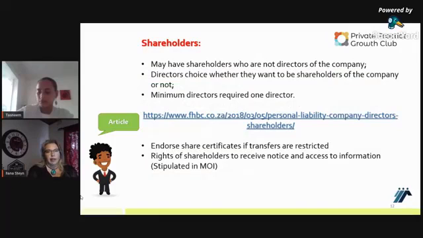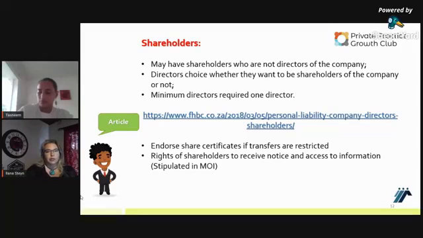Then shareholders may also be directors of the company, and it's the directors' choice whether they want shareholders in the company or not. And then also the minimum number of directors required on the company would be 1. So I think I touched base on this article that I found last time as well, just to give you a little bit of background on how the changes on shareholding have come into effect with the new Companies Act as well.